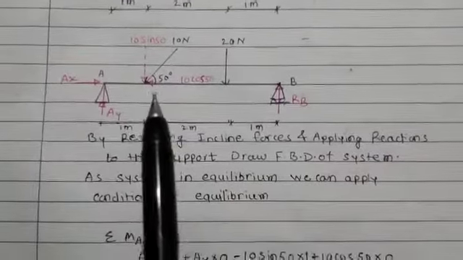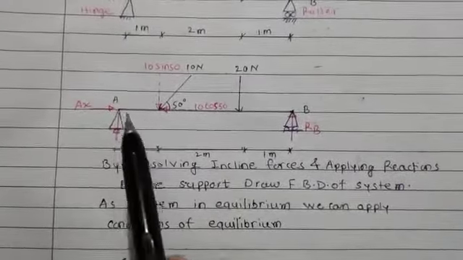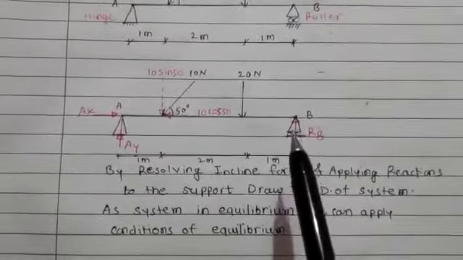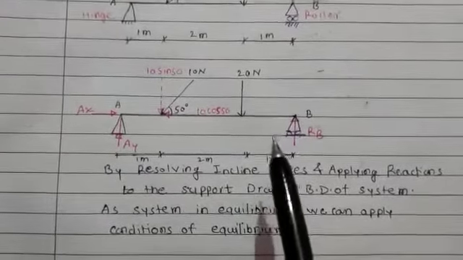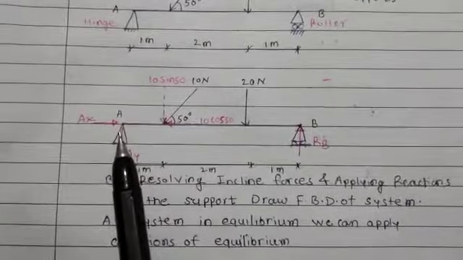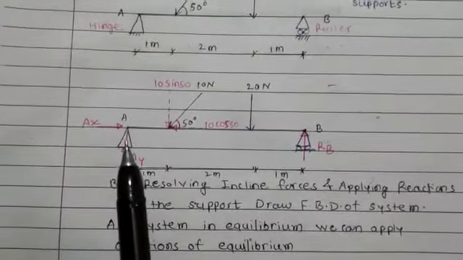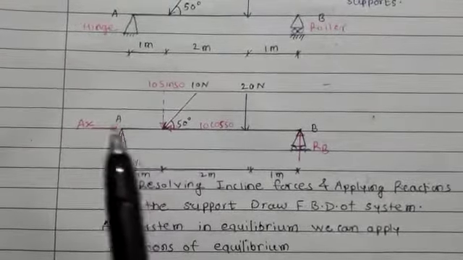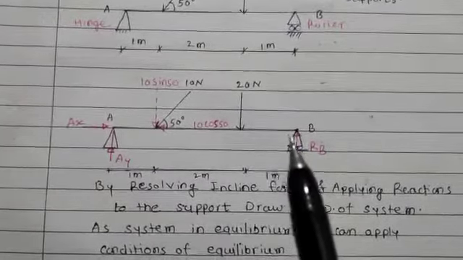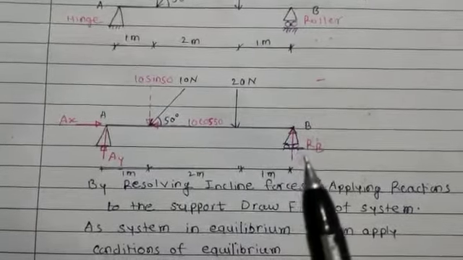Then in the answer we need to draw the FBD. By replacing these supports we have to draw the support reactions. As we know, the hinge support carries two reactions, one horizontal and one vertical. So it will be AX and AY. Then at support B, the reaction RB is vertical.